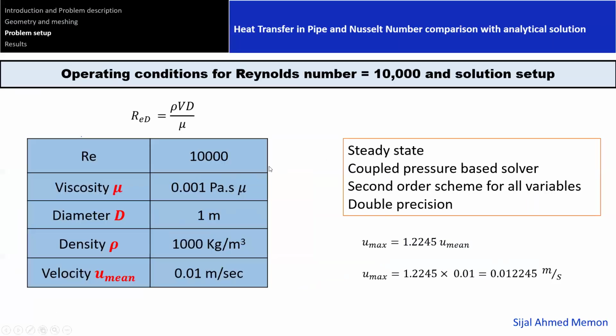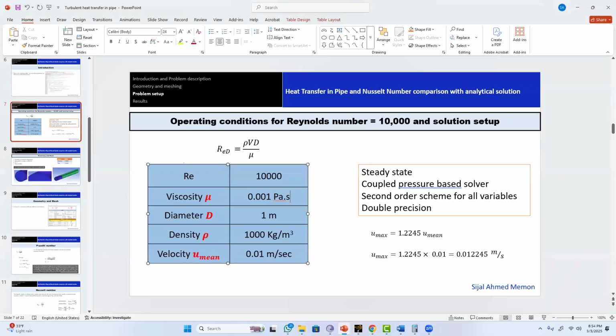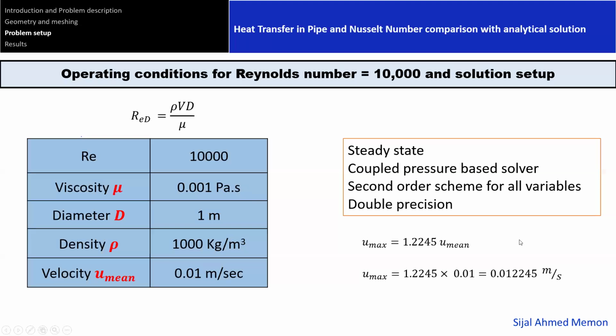So what I did is I slightly changed the values. My Reynolds number is the same, 10,000 initial Reynolds number. Viscosity is now the viscosity of water, 0.001 Pascal second. Diameter is the same, 1 meter. Density is now 1000 kilogram per meter cube. So now you can solve for the velocity.